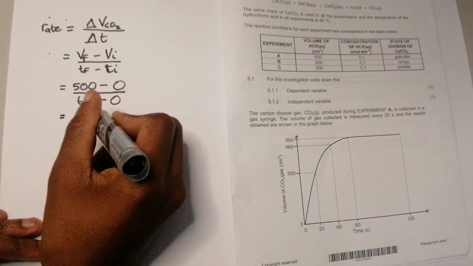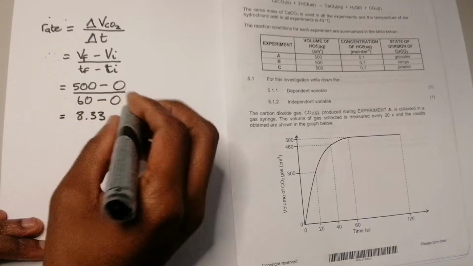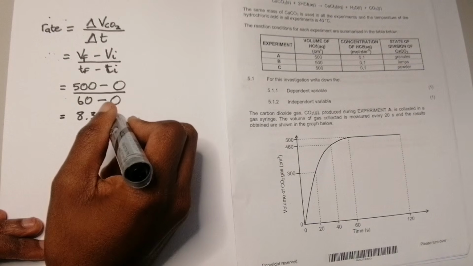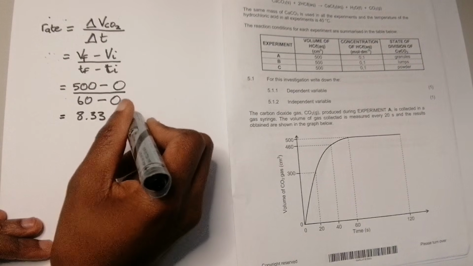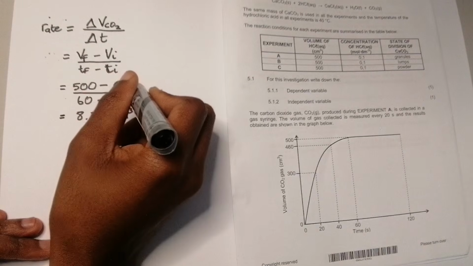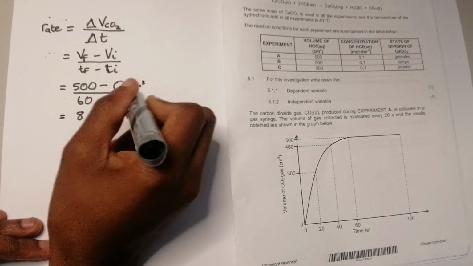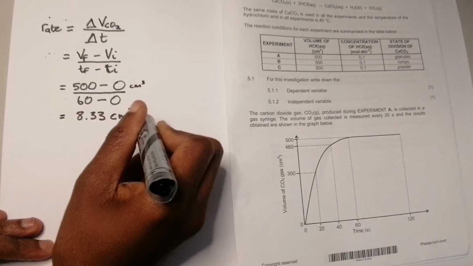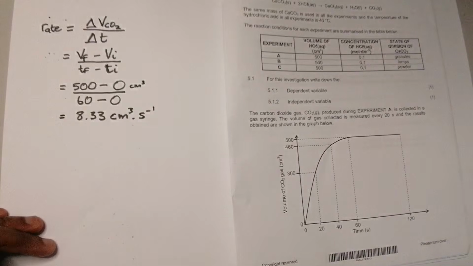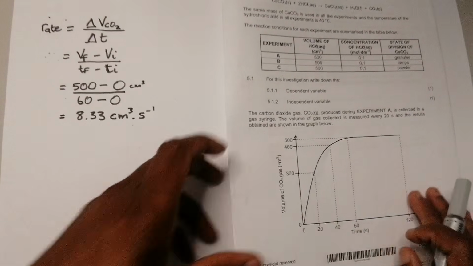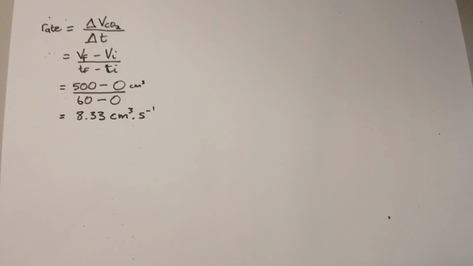So that would be 8.33 cubic centimeters. Remember, our volume is in cubic centimeters and our time is in seconds, so per second, that's to the power of -1. So that's cubic centimeters per second. All right, let's go to the next question.